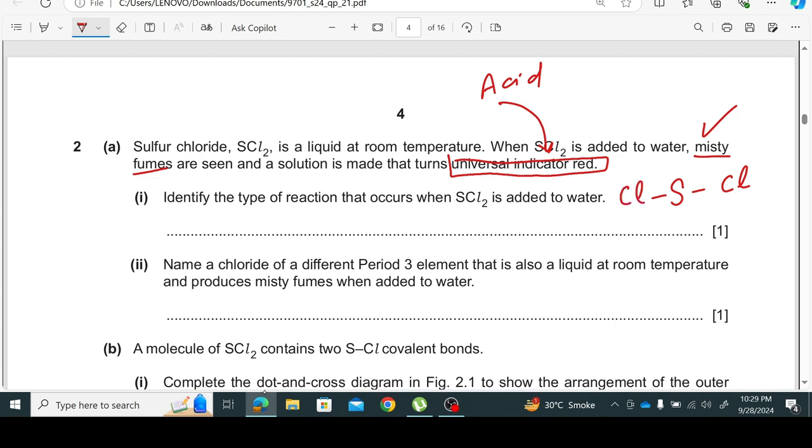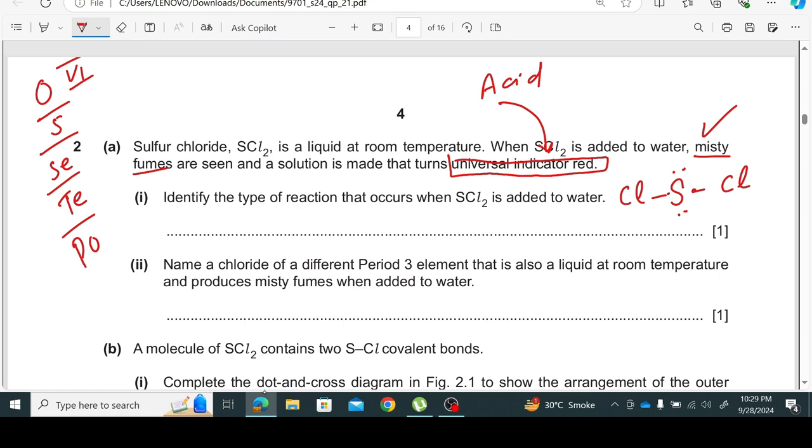Sulfur is a group 6 member: oxygen, sulfur, selenium, tellurium, and polonium. It is from group 6. Group 6 elements have 6 electrons in the valence shell: 1, 2, 3, 4, 5, and 6. So you will have lone pairs. There is no double bond.